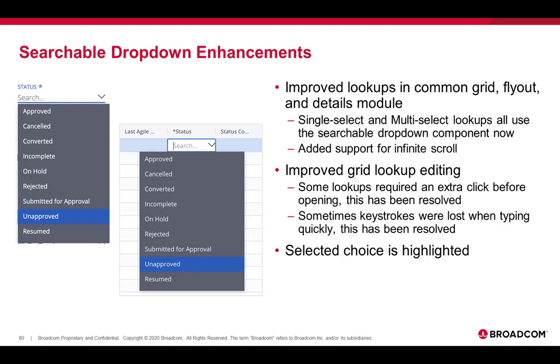Sometimes when you tried to open the lookup, you had to click a few times to get it to open. We've now made that so that the click will now open it. Sometimes you lost keystrokes when you were typing quickly. If you would click into it and get the cursor and then type your first couple of characters, you'd lose them, which would cause weird behavior when you tried to find something because it wouldn't remember the first two characters you typed. Okay, this has also been resolved. We also now, in the common grid lookup, highlight the selected choices.